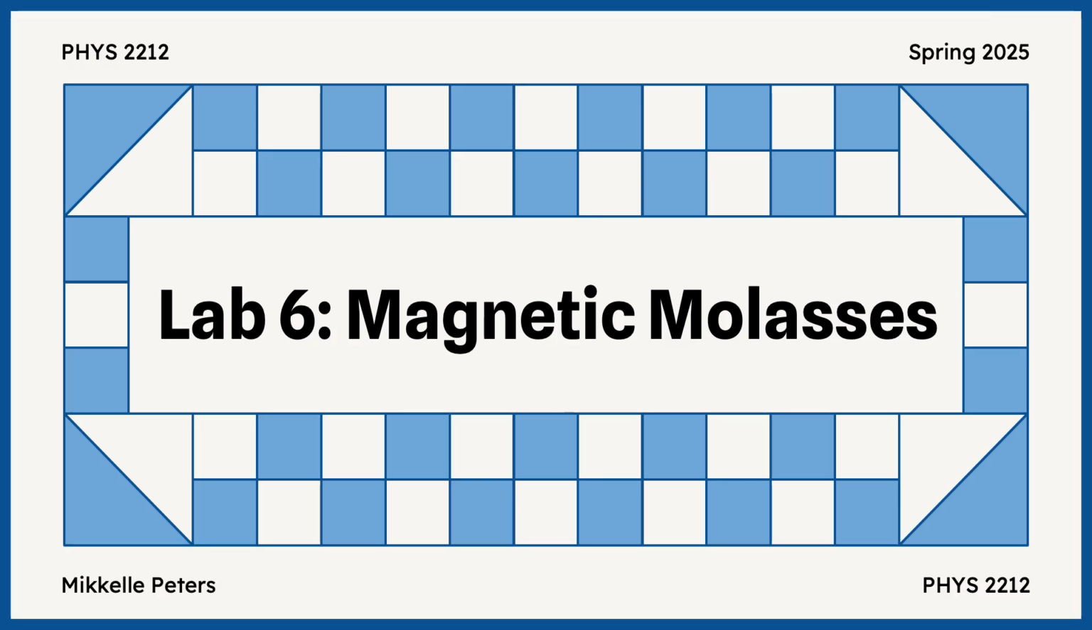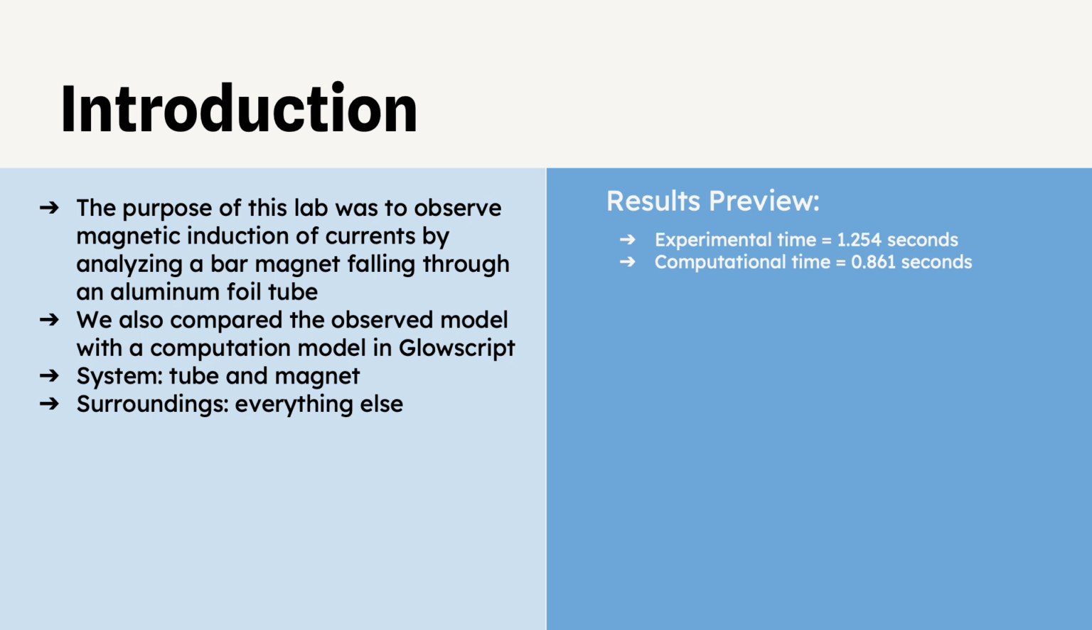This is Lab 6 for Physics 2212, Magnetic Molasses. The purpose of this lab was to observe magnetic induction of currents by analyzing a bar magnet falling through an aluminum foil tube. We also compared the observed model with a computational model in GlowScript. The system was the tube and the magnet, and the surroundings were everything else. As a preview of our results, the experimental time was 1.254 seconds, and our computational time was 0.861 seconds.